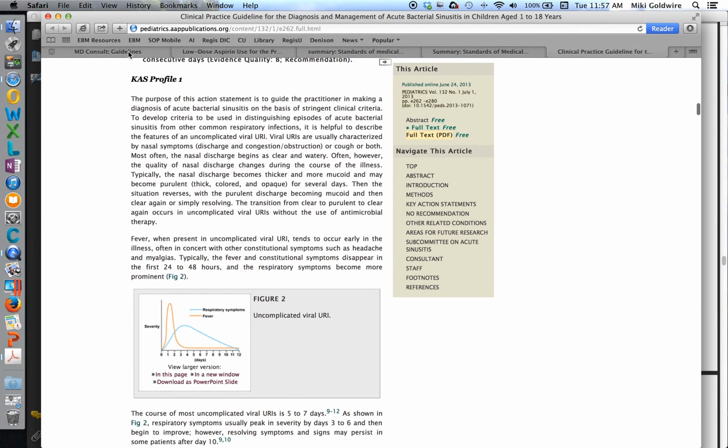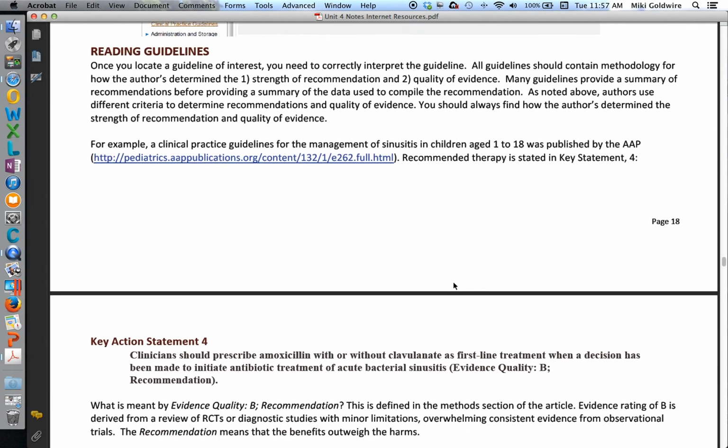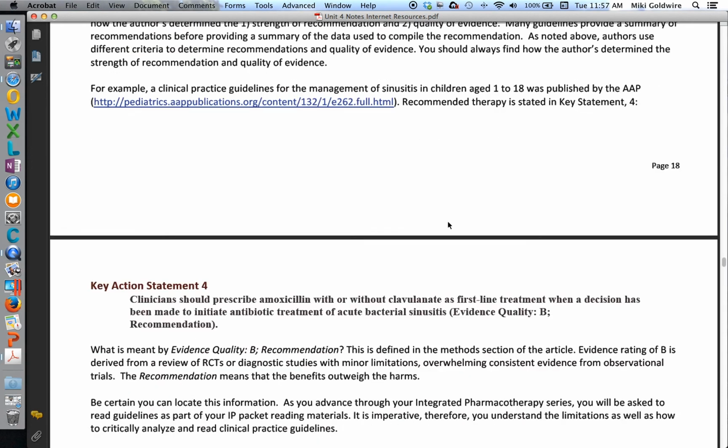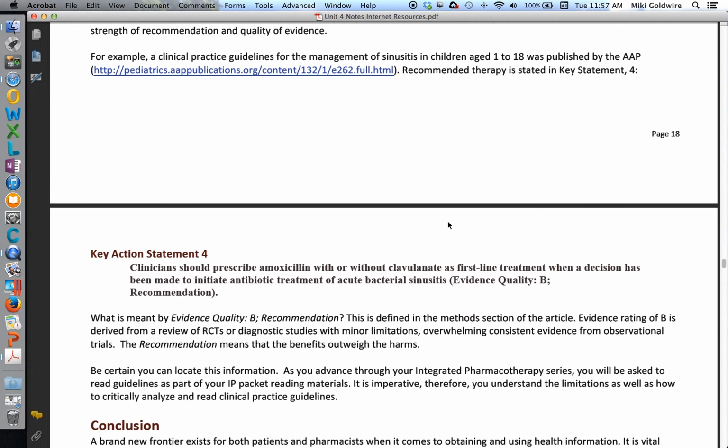So I think my example here is the use of amoxicillin with or without clavulanate as first-line treatment when a decision has been made to initiate antibiotic therapy for acute bacterial sinusitis. So again, this has to do with the choice of agent recommended for a child who presents with symptoms of acute bacterial sinusitis. And this is evidence quality B.